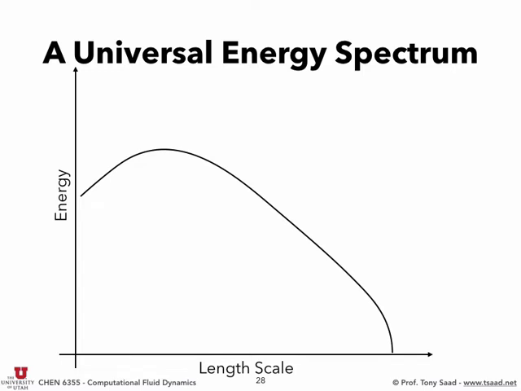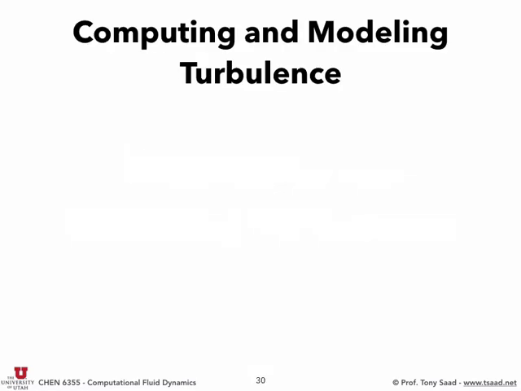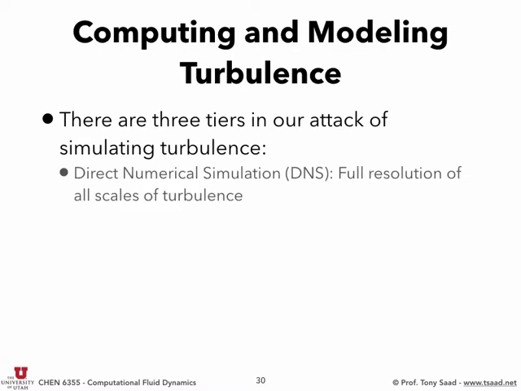Yeah. Good question. Okay, so let's go into computing and computing turbulence, okay? All right, so how do we attack this problem, right? So there are three tiers that we know of to attack the problem of turbulence. And the first approach is direct numerical simulation. You've all heard of DNS. And what do we do in DNS? Yes, resolve everything. Resolve all the time scales and resolve all the length scales.